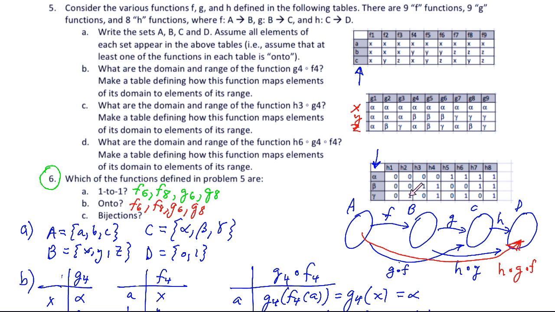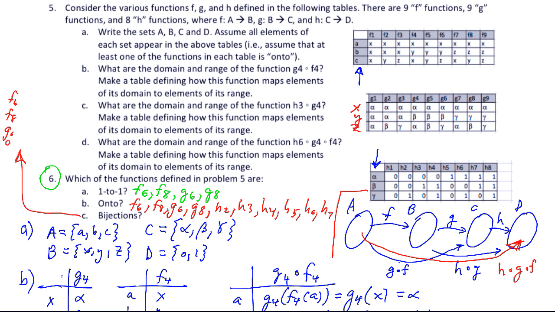And the H functions, all of them except for two of them are onto, and we're looking for both a 0 and a 1 in a column. So the only ones that don't have both a 0 and a 1 are H1 and H8. Okay, and so we have H2, H3, H4, H5, H6, and H7. All are onto. And for bijections, sorry I'm out of space here, but we're looking for those that are both one-to-one and onto, and that includes F6, F8, G6, and G8.